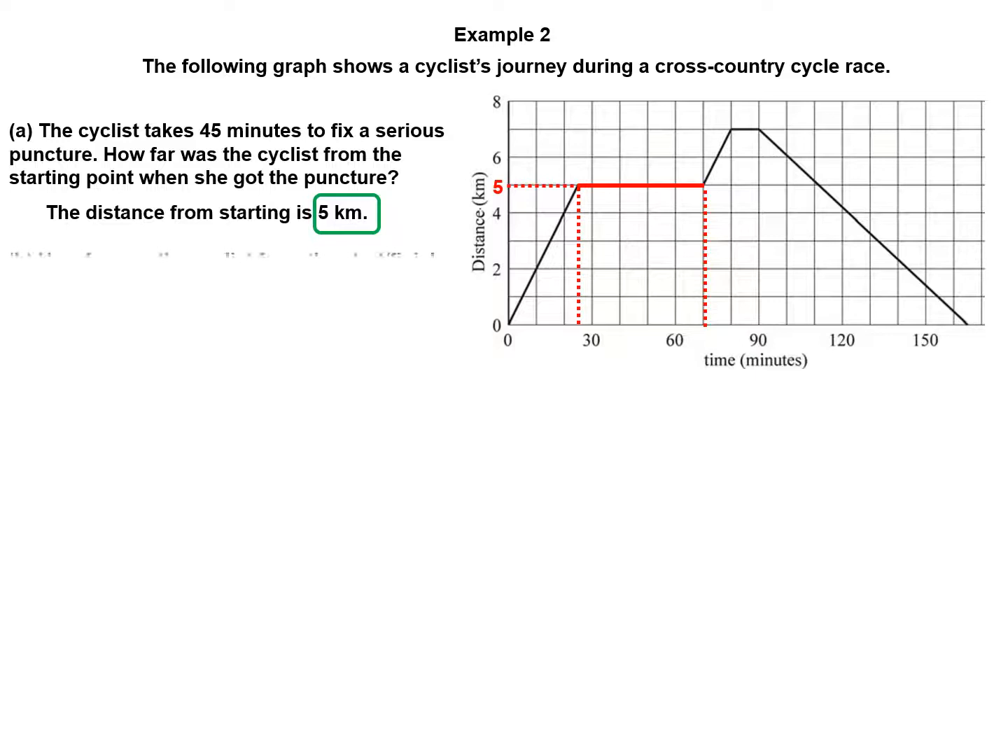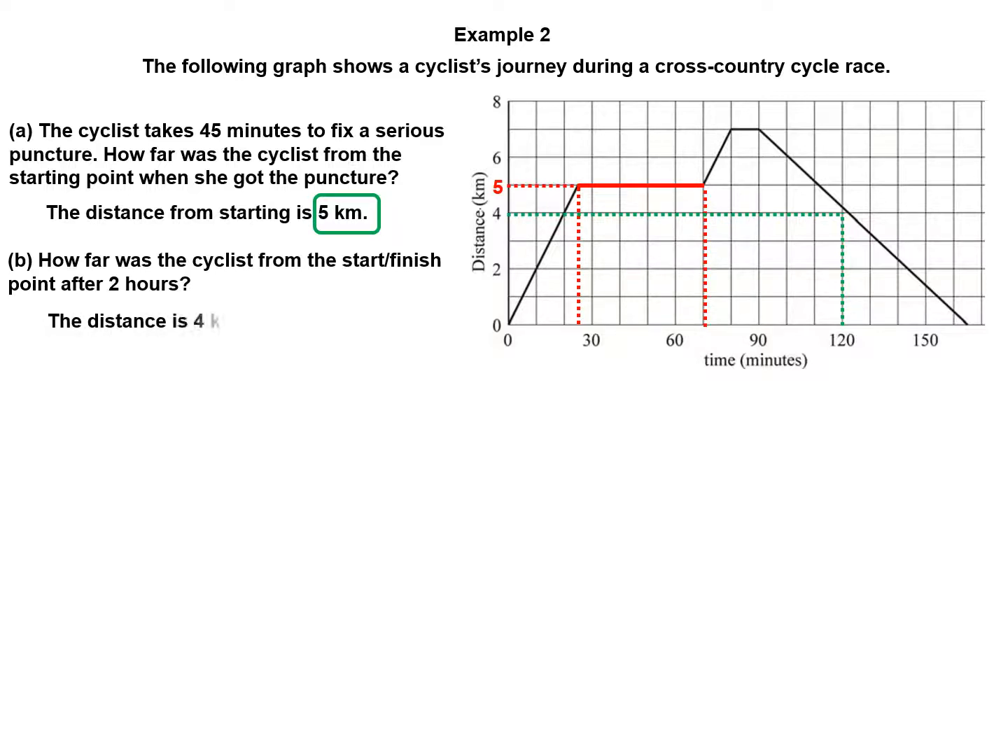How far was the cyclist from the start-finish point after 2 hours? Look at the graph. 2 hours is 120 minutes. The distance is 4 kilometers.